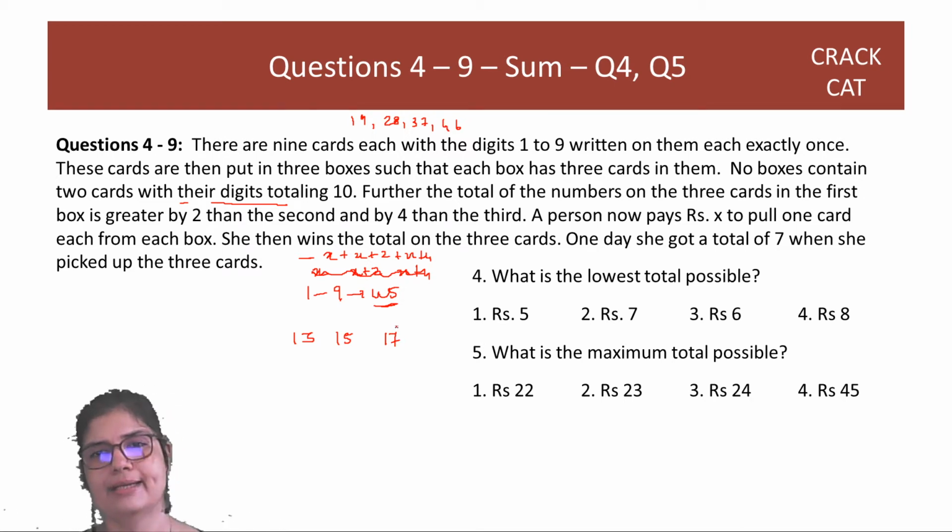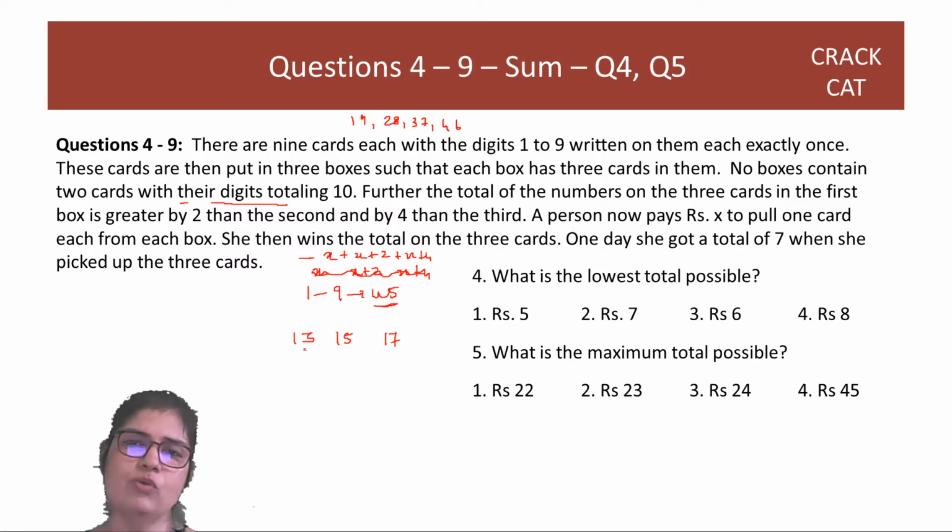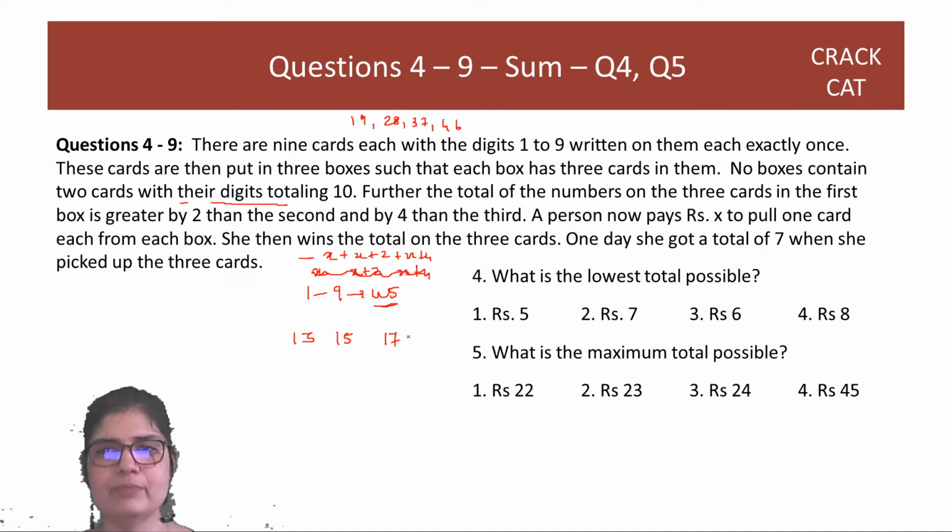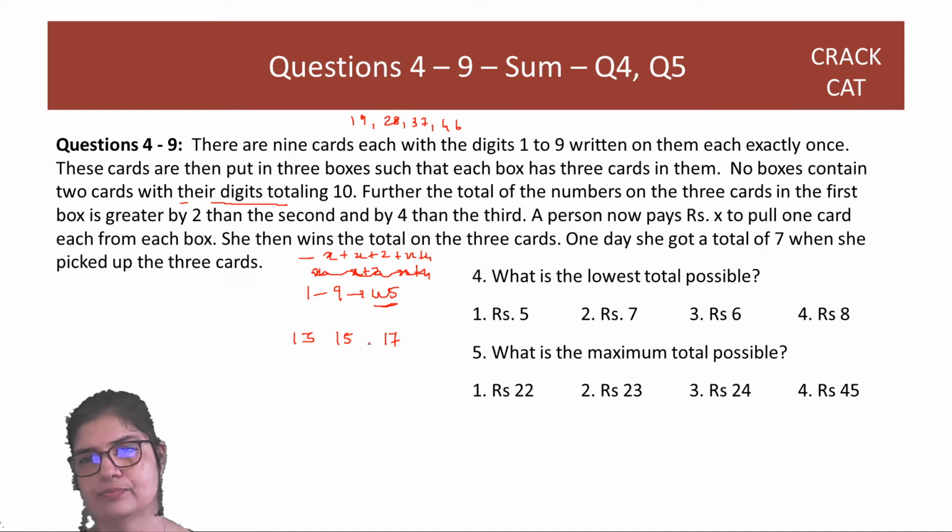Okay, then this works out. The total of the numbers in the first box is greater by 2 than the second. So 17 is greater by 2 than 15 and by 4 than 13. So it's an arithmetic progression. Once this comes, it becomes a little easier to handle.